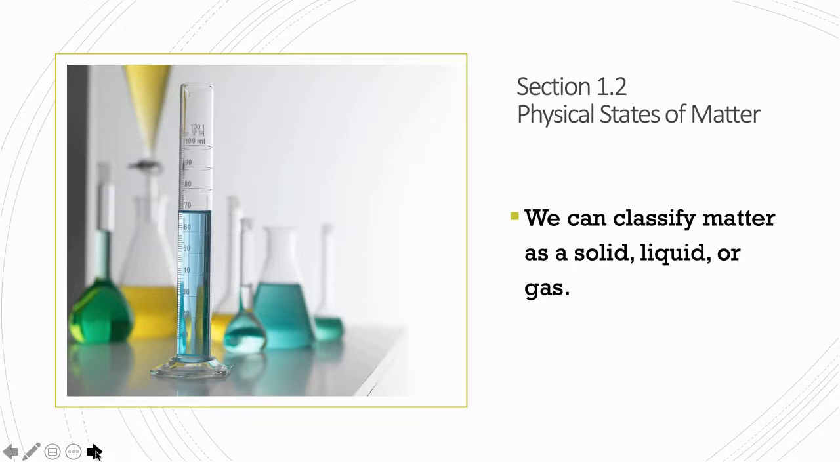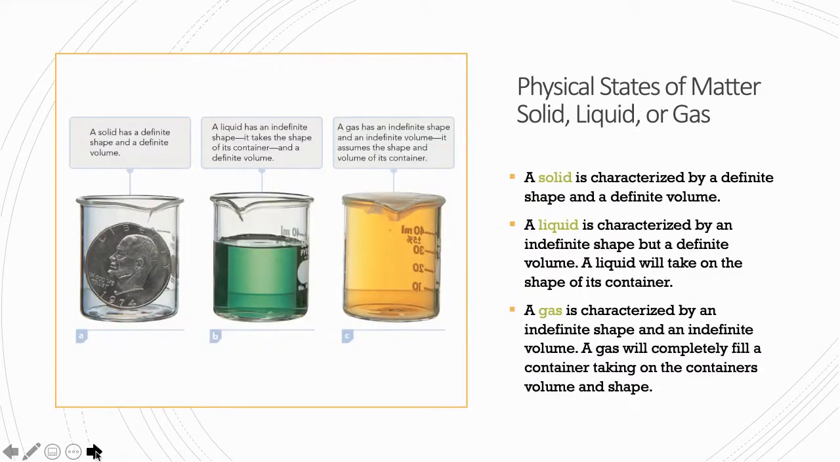So these are the three states of matter we're going to talk about. There's actually a fourth called plasma, but we're not going to go there in this course. But these three states of matter are solid, liquid, or gas. Let's start by defining them, and then we're going to look at them a little closer to see what determines whether it's a solid, a liquid, or a gas.